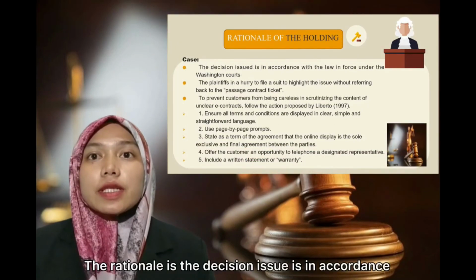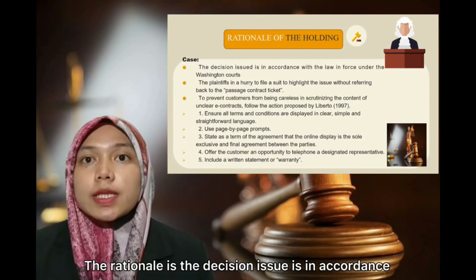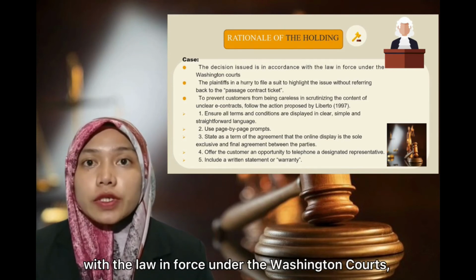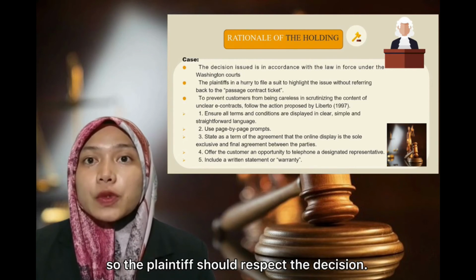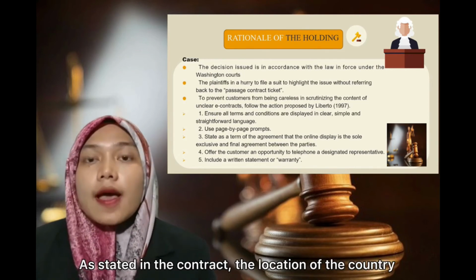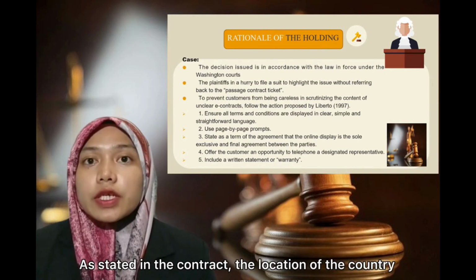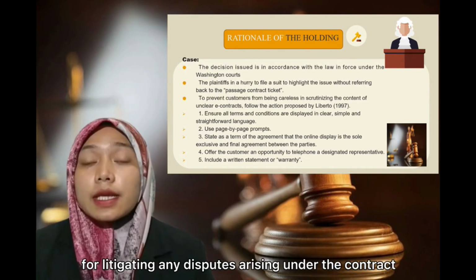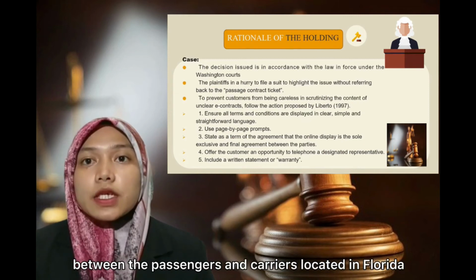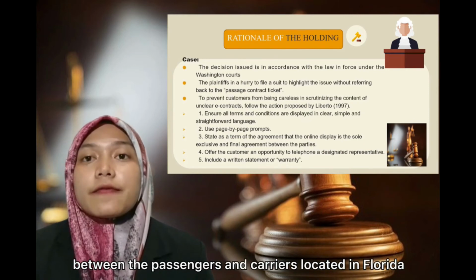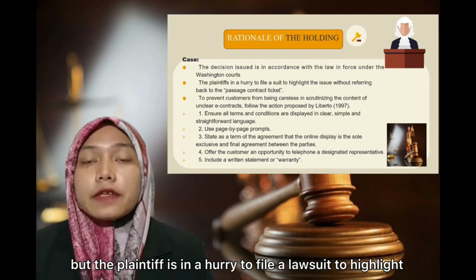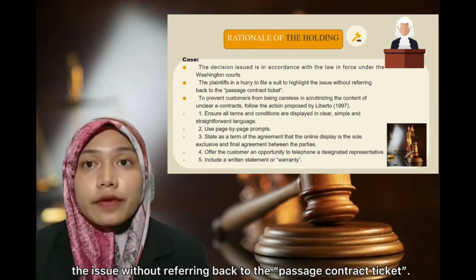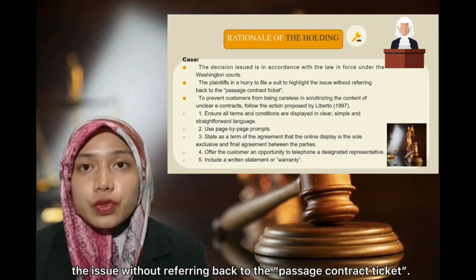The rationale is the decision issued is in accordance with the law enforced under the Washington courts, so the plaintiff should respect the decision. As stated in the contract, the location for litigating any disputes arising under the contract between the passengers and carriers is Florida, but the plaintiff was in a hurry to file a suit to highlight the issue without referring back to the passage contract ticket.